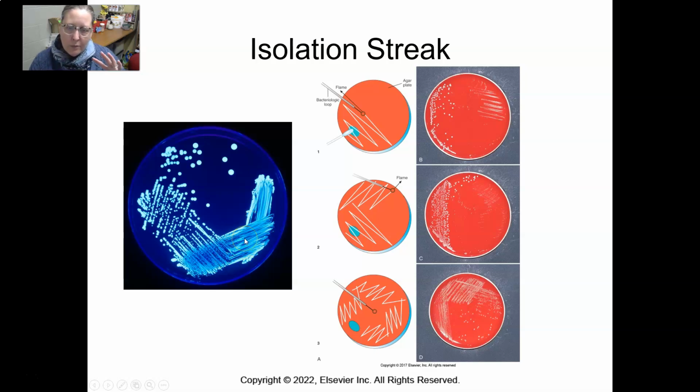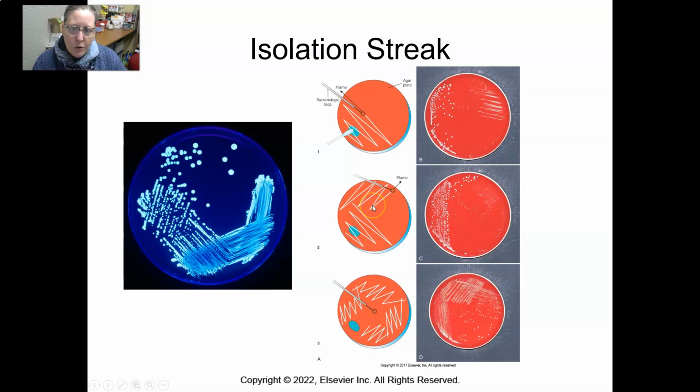So, how much overlap depends on how heavy your culture is, or how many bacteria are in your initial inoculum. And sometimes it's difficult to assess, right? If you inoculate too heavily, you could end up with heavy growth all the way around, and without having good isolated colonies, you may have to do another round of plating to try to separate out your colonies.